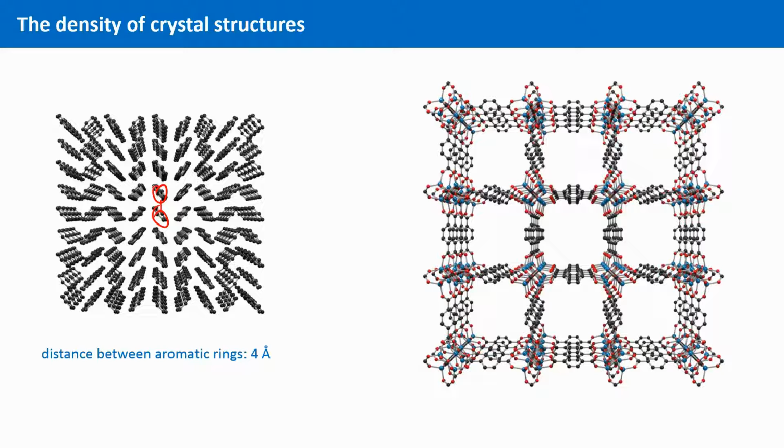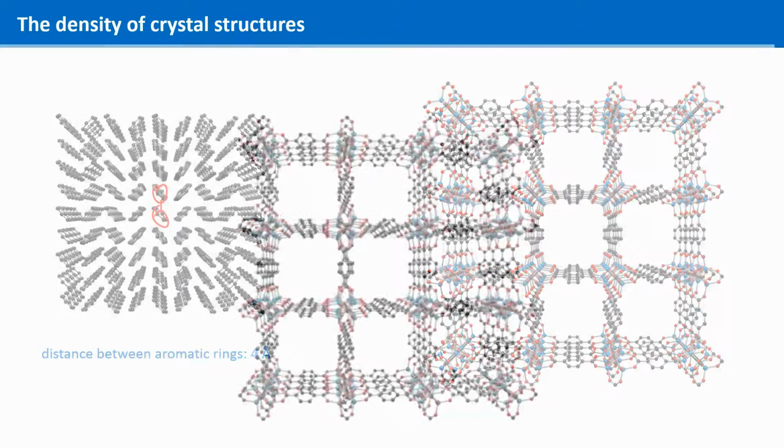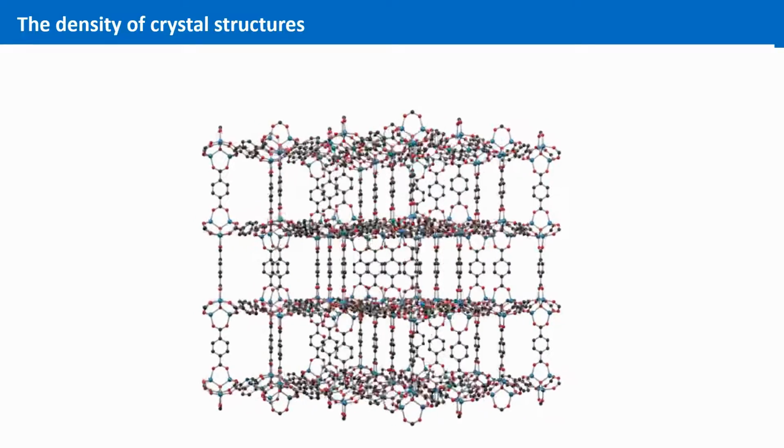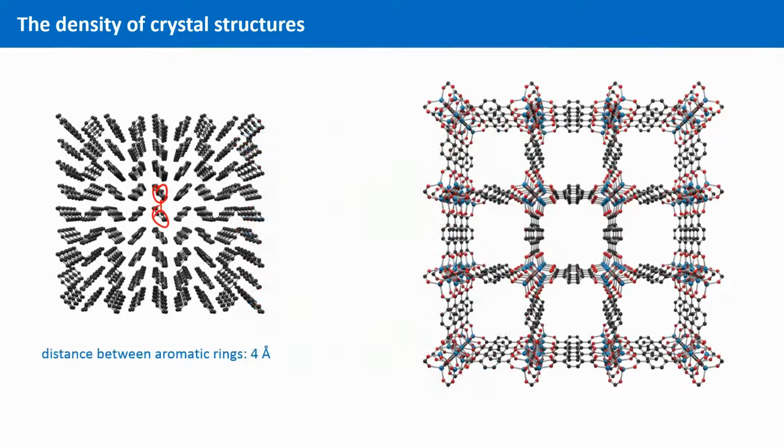This compound is different. It is a so-called metal organic framework, or short MOF. We also see aromatic rings, like the ones in benzene. But this time the structure is much less dense. There is even some empty space. Look here. The distance from this aromatic ring to this other one is about 12 angstroms. That is 3 times more than in the benzene crystal.